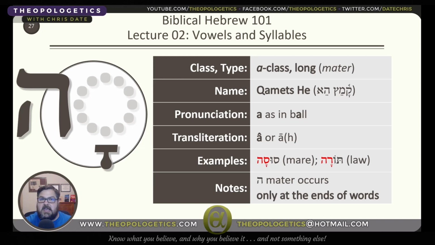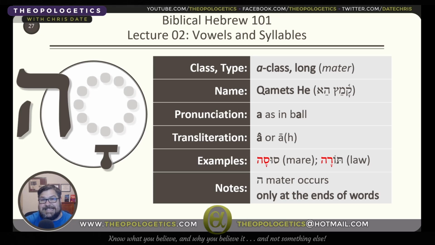So qamets hey, and it's pronounced the same way as the qamets and patach both are, as the a in ball. But in transliteration, to distinguish this from an ordinary qamets, the a doesn't have a line over it. It has an upward pointed caret, or in some grammars they will transliterate it using the a with a line over it that a qamets has. But then they'll put an h in parentheses to indicate that the hey is just a continuation of the qamets sound.